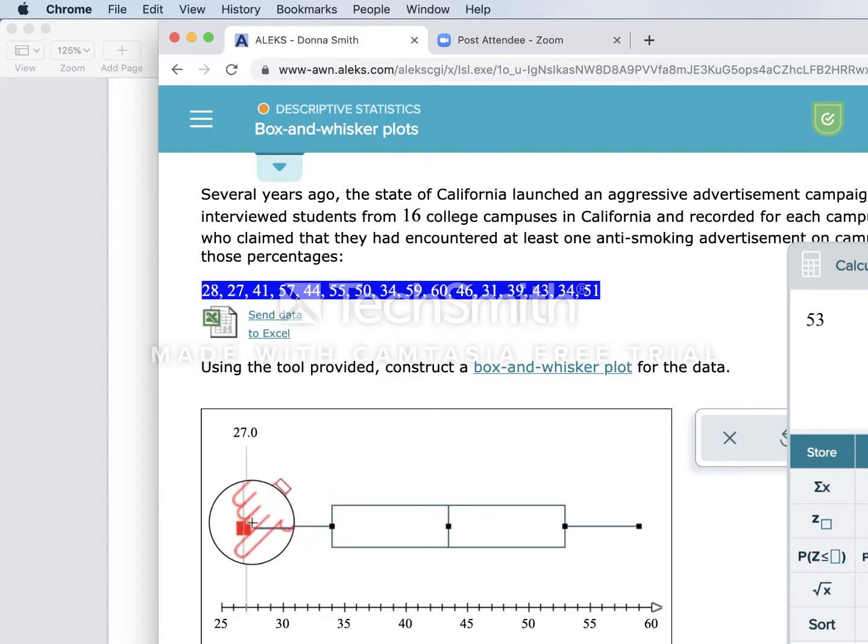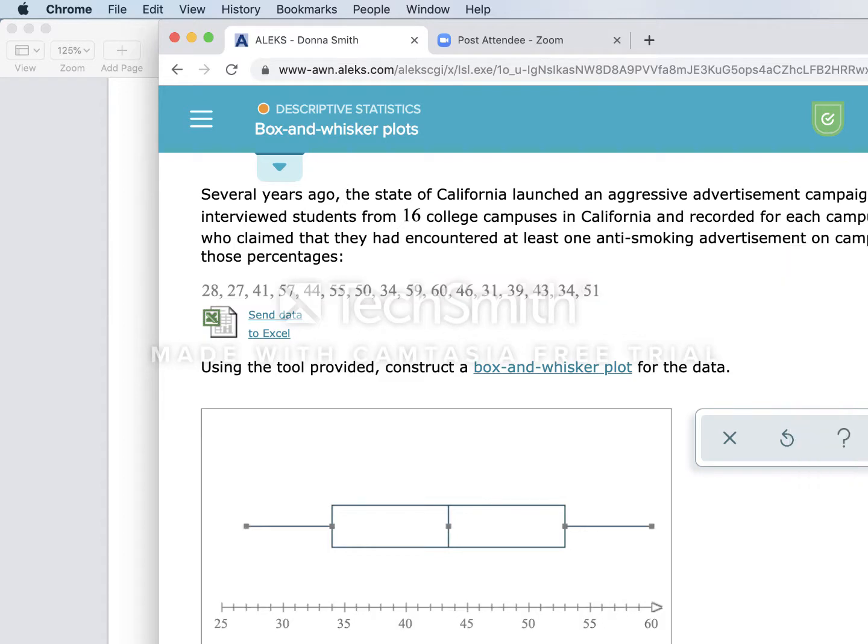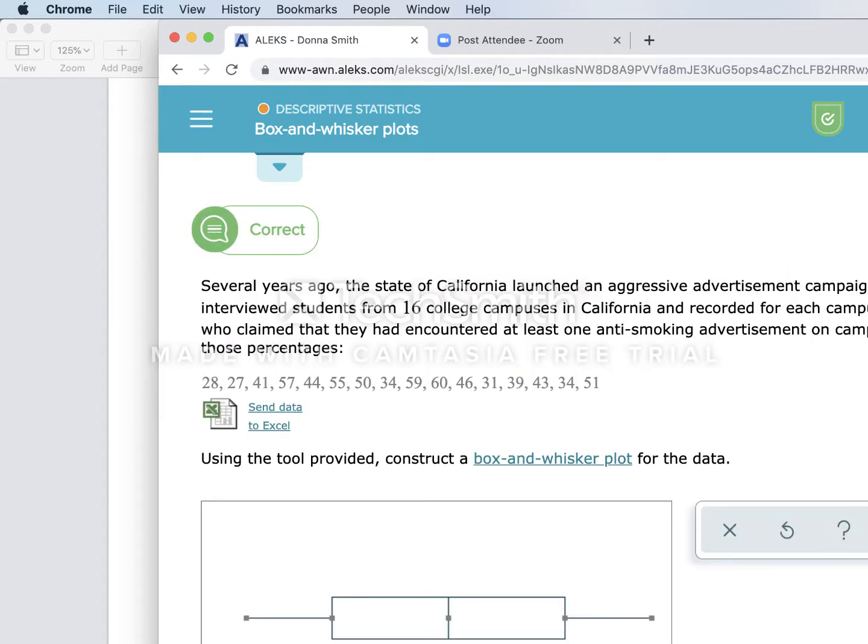So we have our min of 27, Q1 of 34, 43.5 for our median, 53 was Q3, and 59 was our maximum value. I thought it was 60. So it's good to check. It was 60. Yeah, 60 was our max, not 59. So it's good to check. All right, so let's go ahead and check. And so that one's correct.